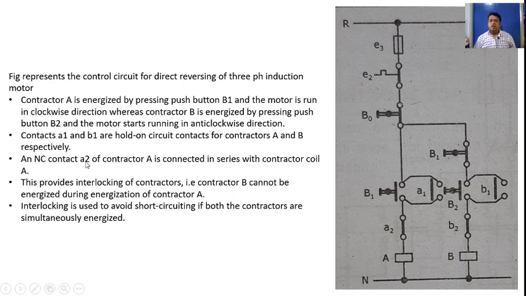The NC contact A2 of contactor A is connected in series with contactor coil B. This provides interlocking of contactors, that is, contactor B cannot be energized during energization of contactor A. So we should be cautious that the interlocking of contactors is done so that contactor B cannot be energized during the energization of contactor A. If one is energized, the other should stay idle. If the other is idle, then the one can be energized. So interlocking is used to avoid short circuiting if both the contactors are energized simultaneously.